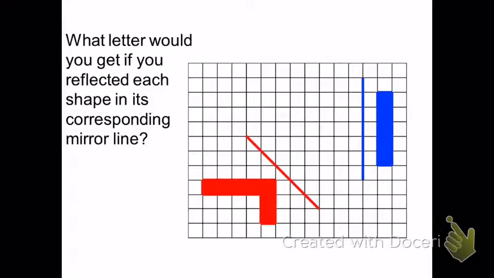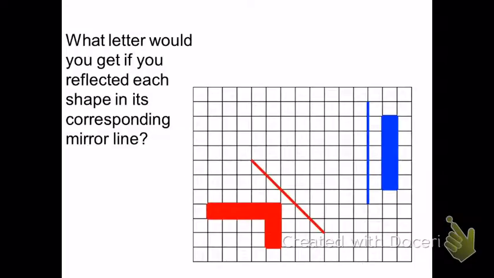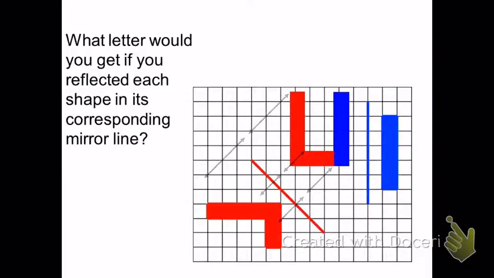All right, now we also have some slanted lines. Can you imagine where that would be? Now for these diagonal ones, you would really need a piece of patty paper, but you can visualize where it would wind up.